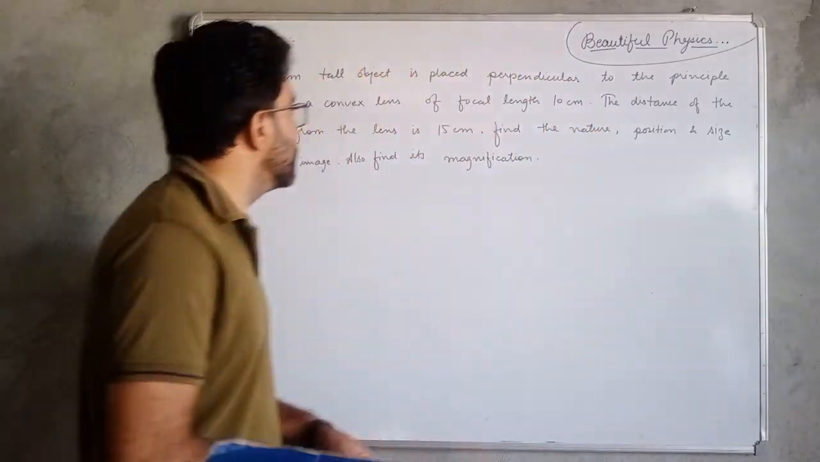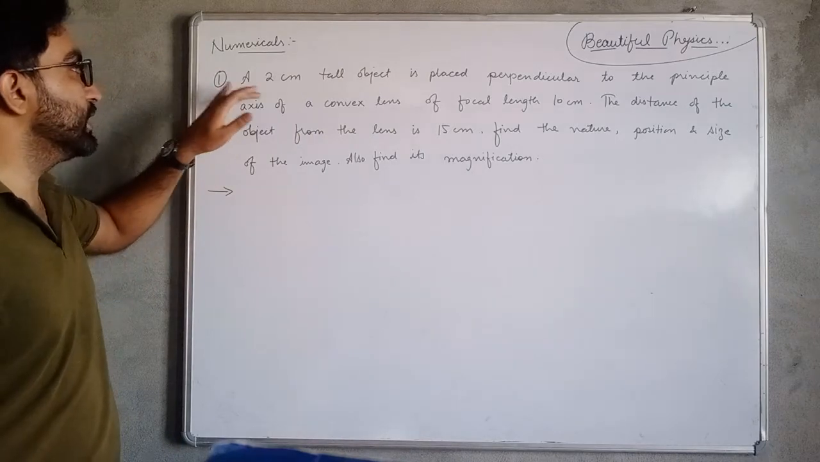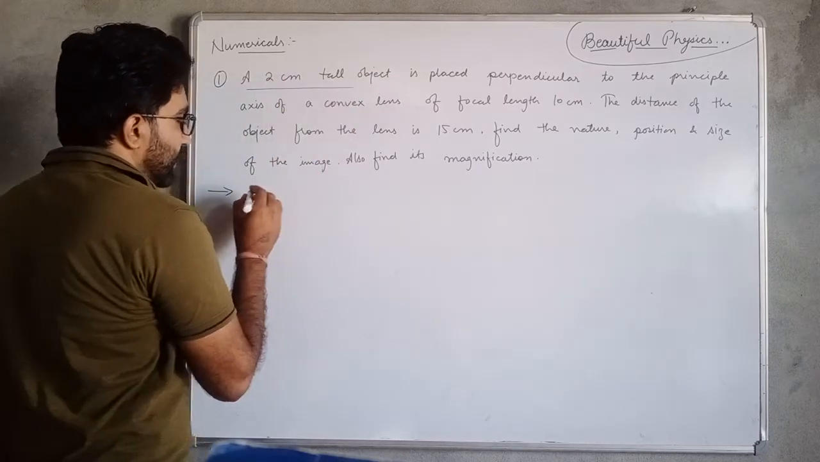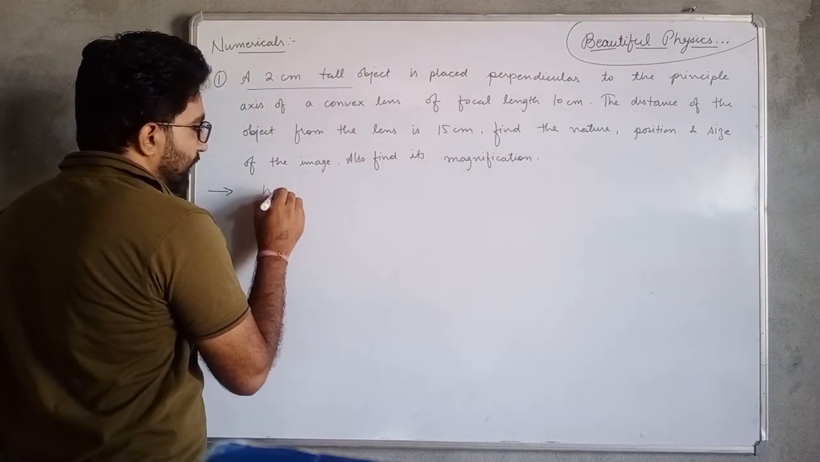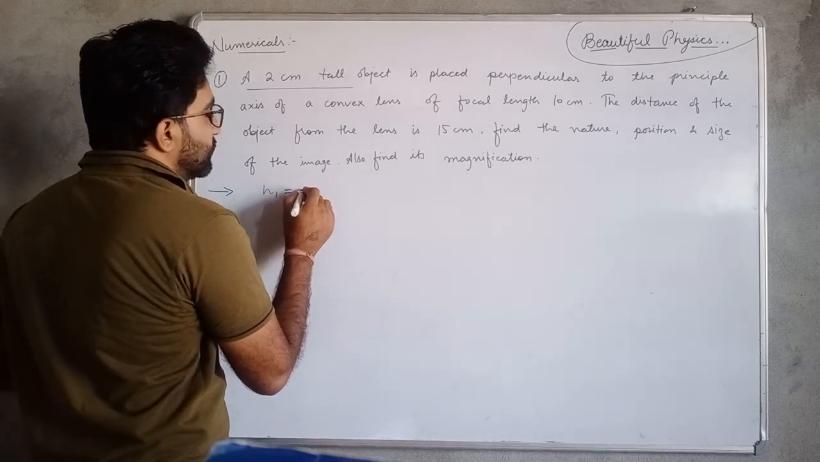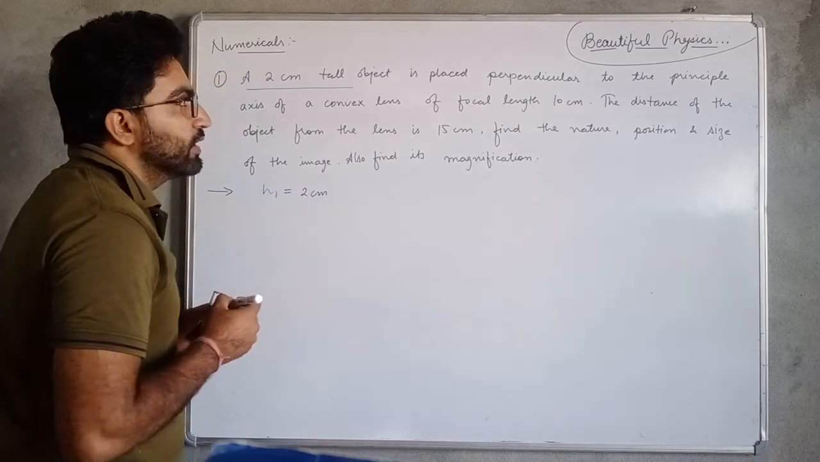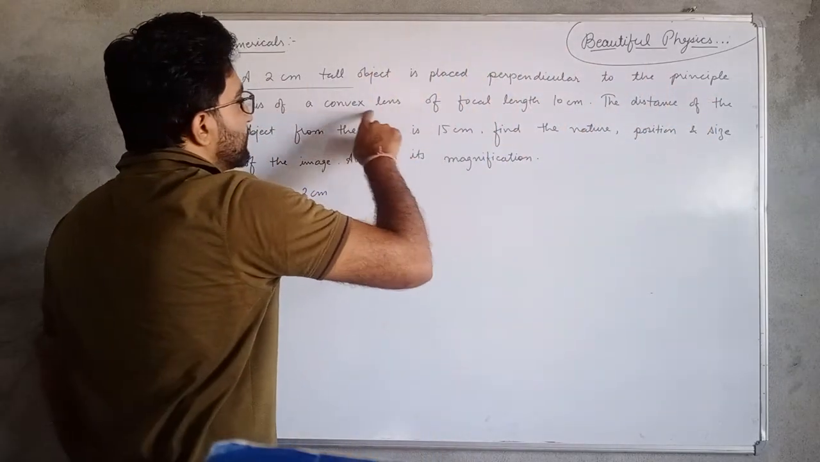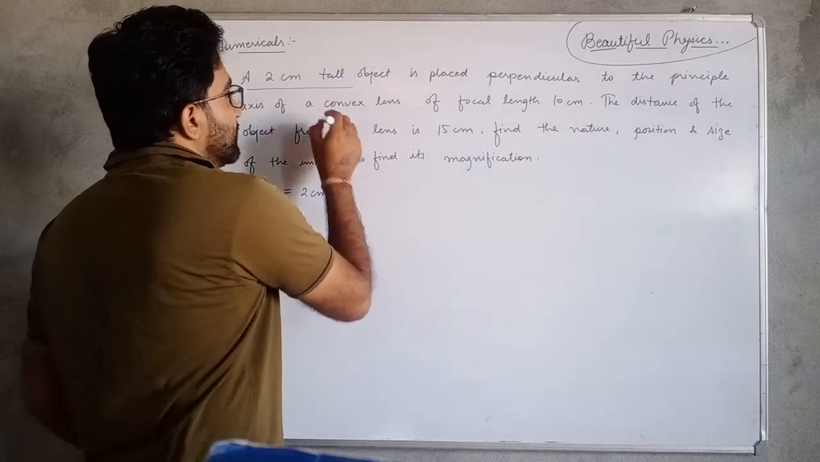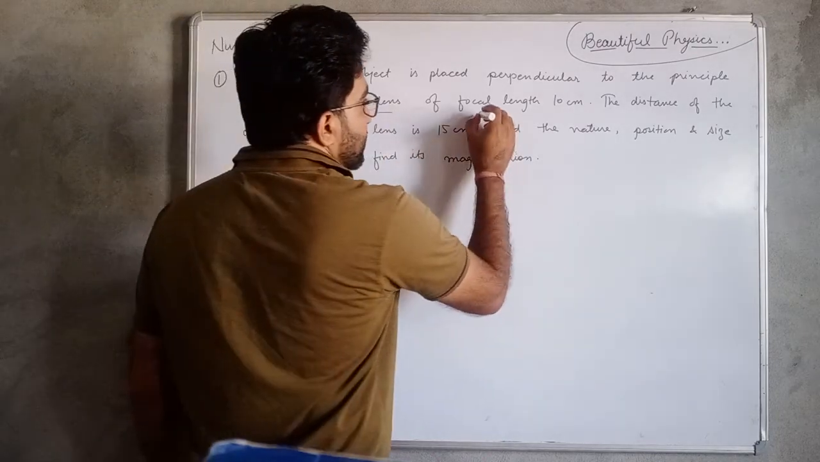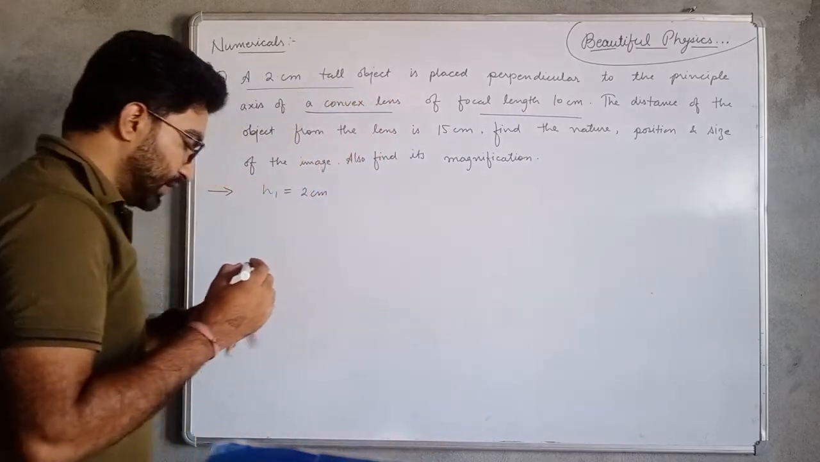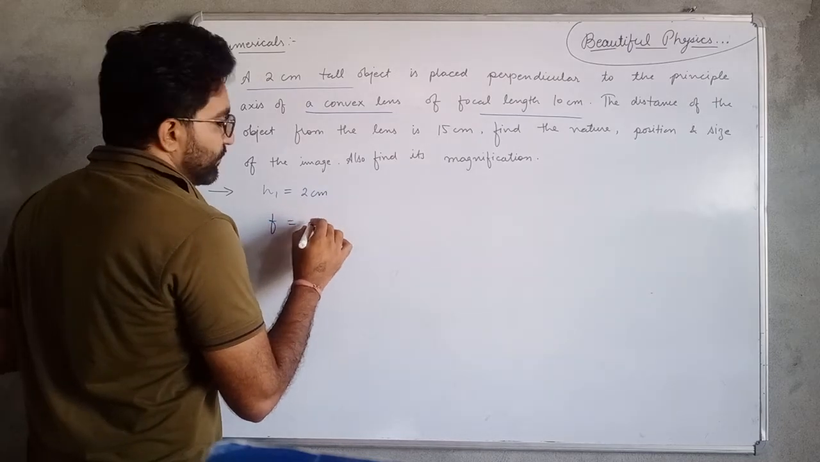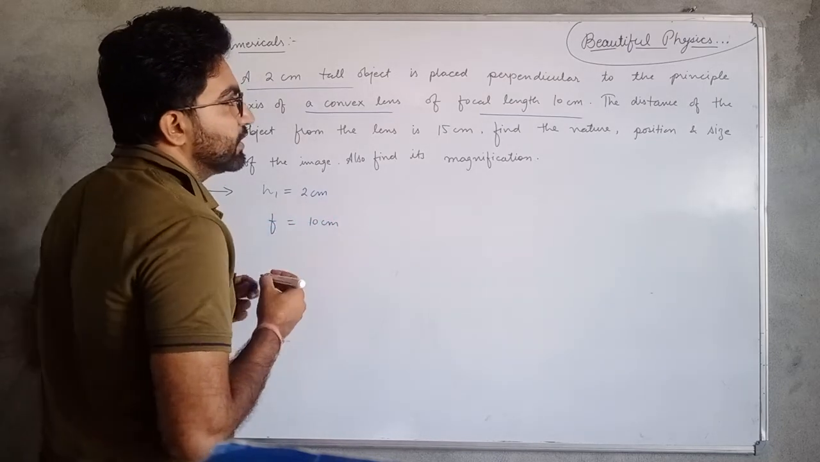Let's take the examples. Our first question is a 2 centimeter tall object. The height of the object is given and is represented by h1. So here h1 is equal to 2 centimeter, placed perpendicular to the principal axis of a convex lens. The lens given is a convex lens of focal length 10 centimeter, and we know that the focal length of a convex lens is always positive. So here f is equal to 10 centimeter.